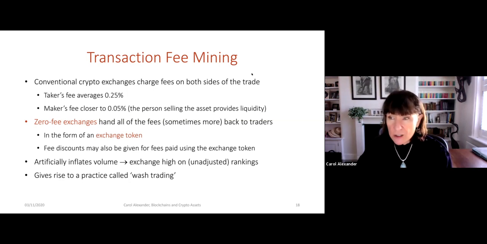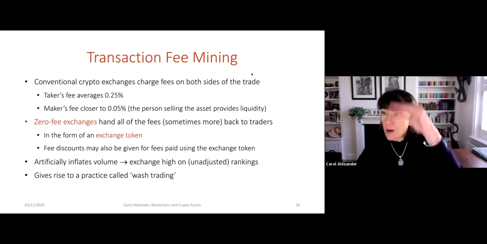In the form of an exchange token, usually, which you can only use on the exchange. And sometimes if you use the exchange token on the exchange, you get even lower fees or more refund of your fee. The purpose of this is to artificially inflate the volume. So that means that the exchange is going to go high on the ranking sites, at least the unadjusted ranking sites. So this type of fee structure gives rise to something called wash trading.